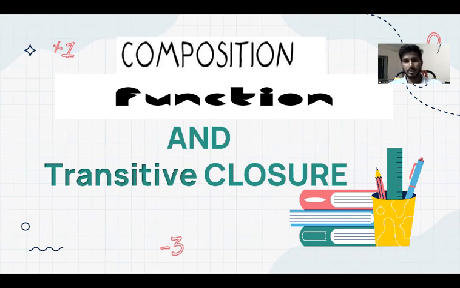After this composite function, we will go to transitive closure. Before going to transitive closure, we have to discover the definition of closure, what is meant by a relation, and what the different types of relations are. In that, transitive closure is one of the relations. So, going to the topic.